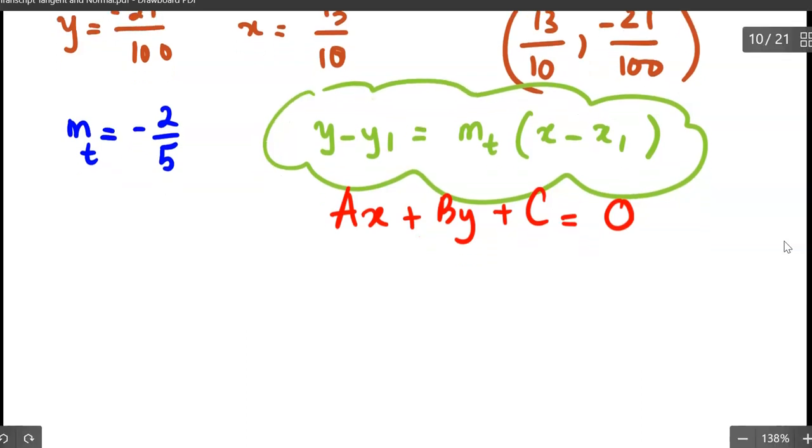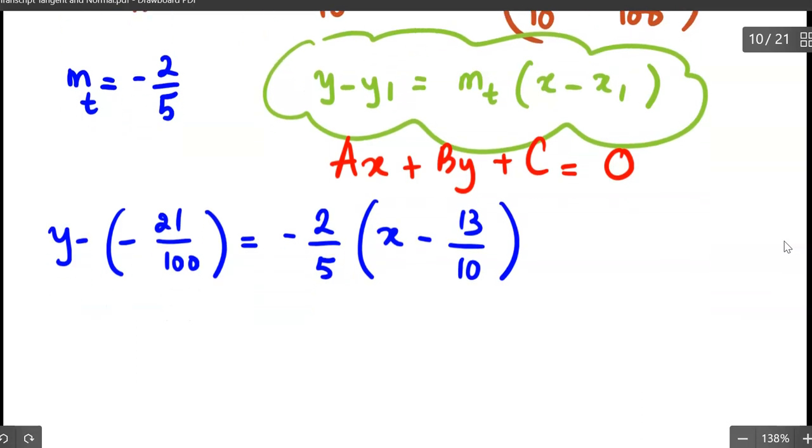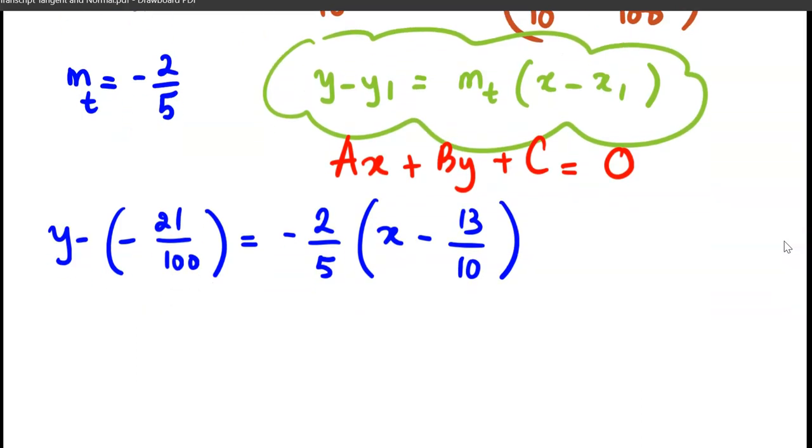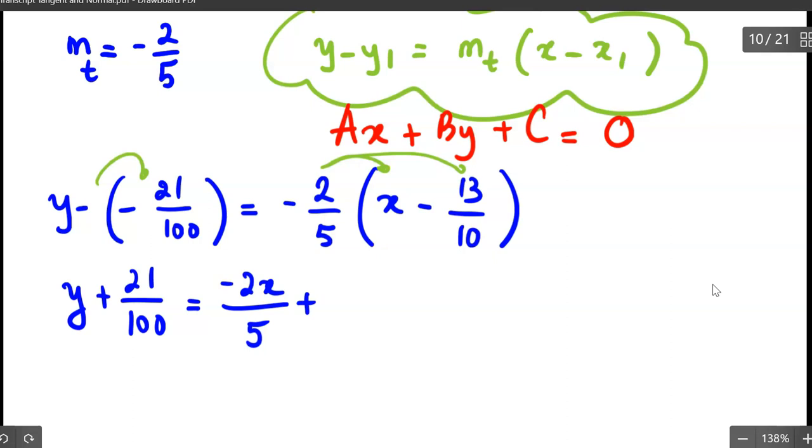Alright, so I will write y minus y1, so y minus negative 21 over 100 equals negative 2 over 5 times x subtract 13 over 10. Okay, so at this point I recommend everyone simplify this, take away the bracket, so that means I will distribute the term. Okay, so this will give me y plus 21 over 100 equals negative 2x over 5, adding that with 26 over 50. Okay, so negative 2 over 5 times negative 13 over 10: negative 2 times negative 13 will give me positive 26. 5 times 10 gives me 50.